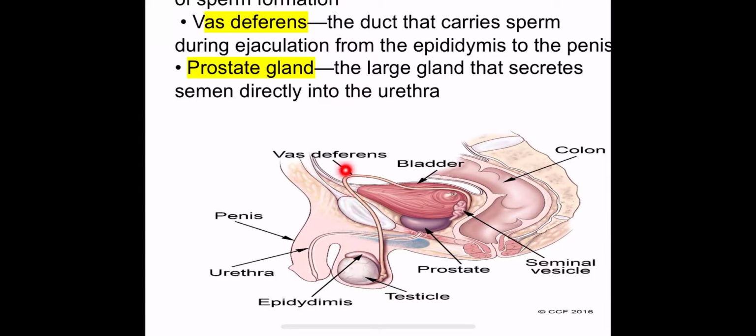It moves this way through the seminal vesicles, and there is also the prostate, to the penis. What's the function of the prostate gland? The prostate gland is the large gland that secretes semen directly into the urethra. Here is the prostate. It directs the semen, the fluid that has the sperms, directly into the urethra. This is the urethra, which is also part of the urinary system, into the penis.